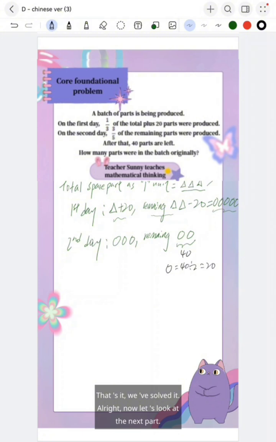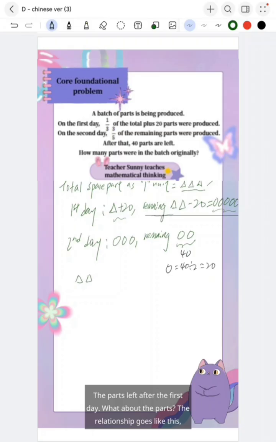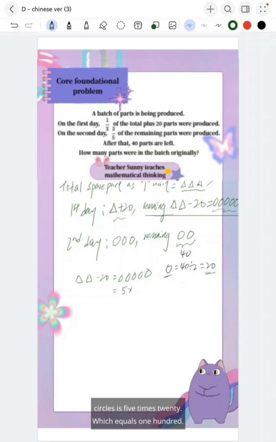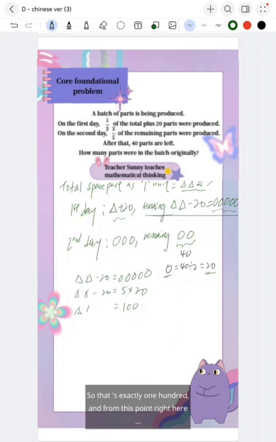Alright, now let's look at the next part. Over here, look, there's an equivalence relationship, which is very important. This equivalence relationship is the parts left after the first day. The relationship goes like this, okay? There are 5 circles, and we already know that 1 circle equals 20, so 5 circles is 5 times 20, which equals 100.